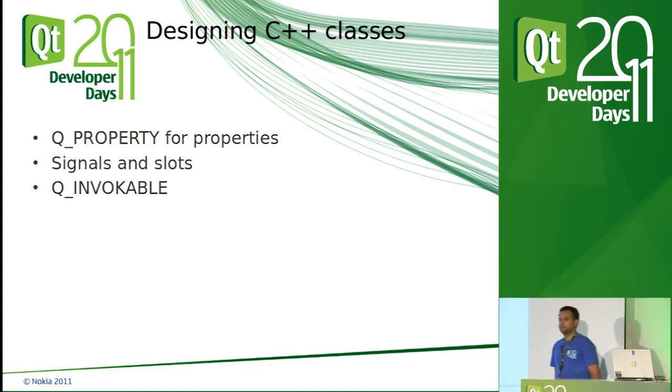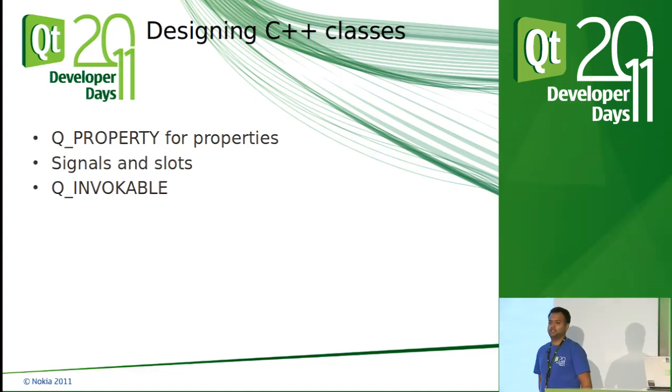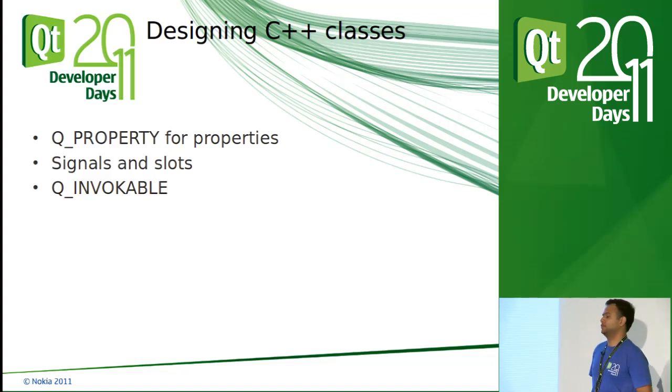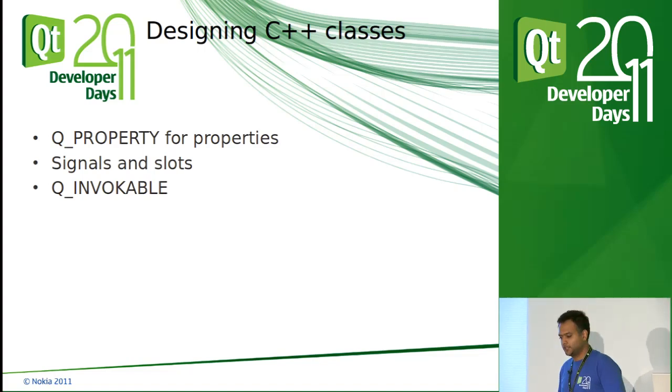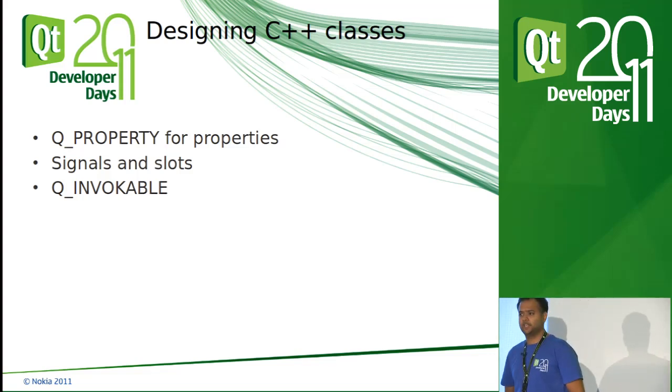So to expose a C++ type to QML, it's fairly straightforward. You just make it a QObject. You just use the stuff which was available even before the QML world. You expose properties as Q_PROPERTY. You have signals and slots which can be exported to QML. There is also a macro Q_INVOKABLE, which we can use to export functions.